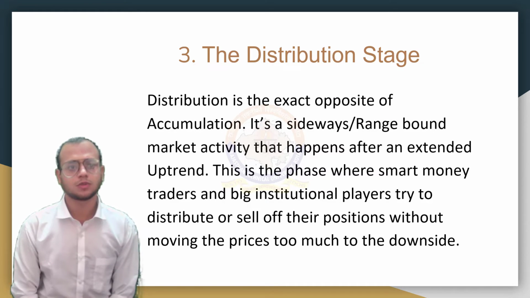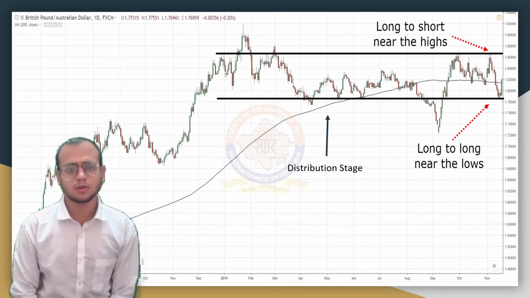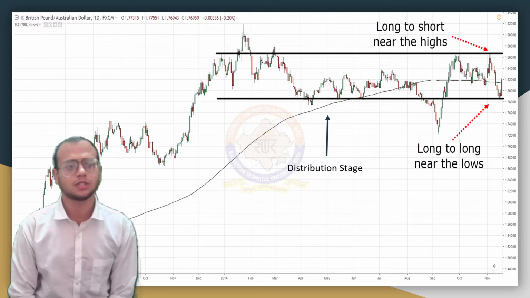The third one is the distribution stage. It is similar to the accumulation stage, but the difference is it takes place after an uptrend and before the downtrend. In this slide, you see a range-bound market after the uptrend, which is known as the distribution stage.